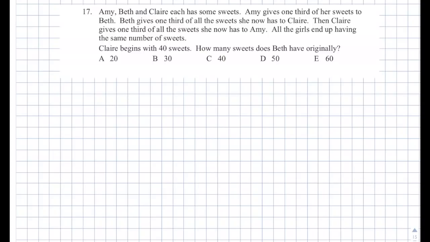Question 17. Amy, Beth and Claire each have some sweets. Amy gives 1/3 of her sweets to Beth. Beth gives 1/3 of all the sweets she now has to Claire. Then Claire gives 1/3 of all the sweets she now has to Amy. All the girls end up having the same number of sweets. Claire begins with 40 sweets. How many sweets does Beth originally have? Answers of A equals 20, B equals 30, C equals 40, D equals 50, or E equals 60.